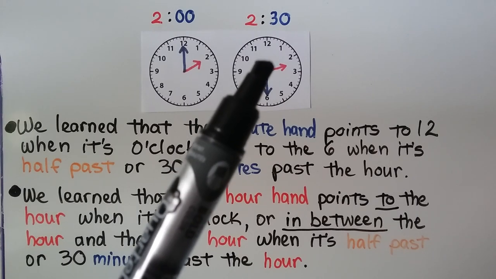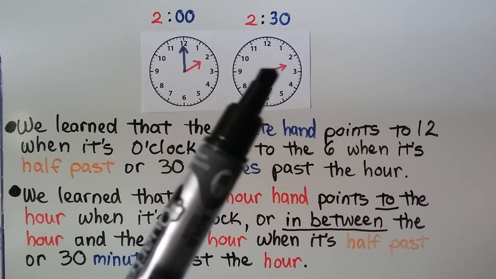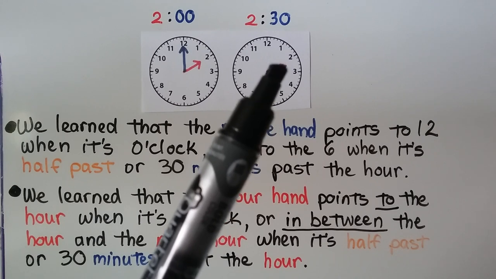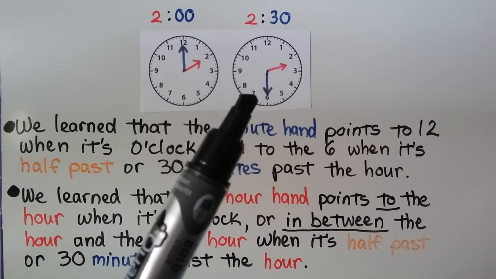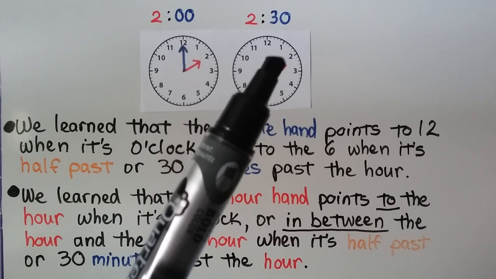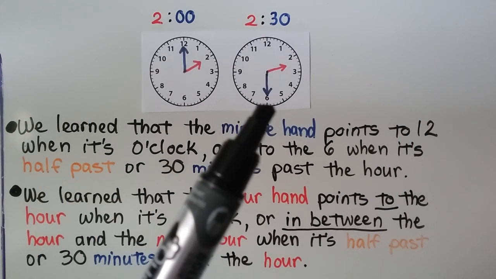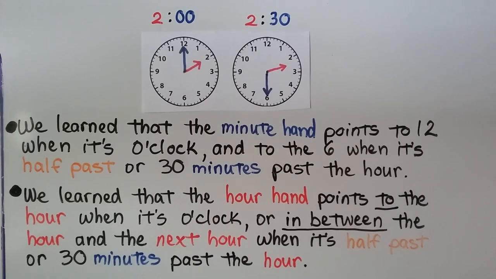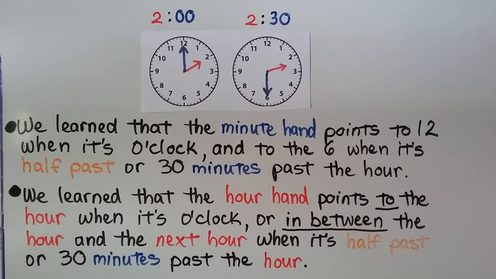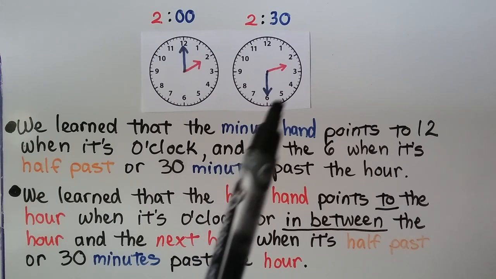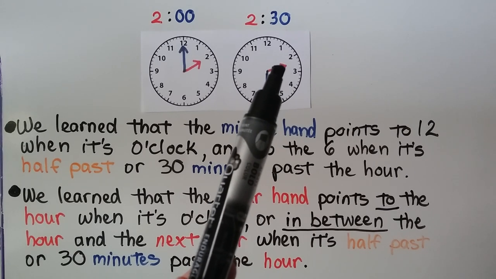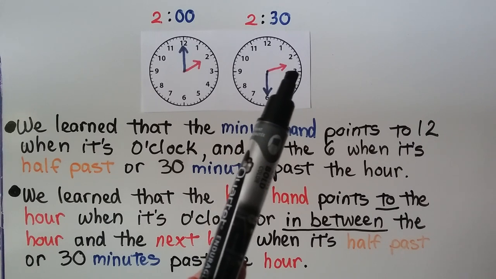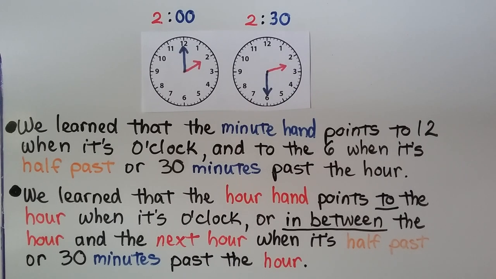Here, the hour hand is in between the 2 and the 3. So it's not 3 o'clock yet. It's still in the 2s. And because the minute hand is pointing to the 6, it's 5, 10, 15, 20, 25, 30 minutes past 2. It's 2:30. We learned that the hour hand points to the hour when it's o'clock, or in between the hour and the next hour when it's half past, or 30 minutes past the hour. So just remember, when it's in between two numbers, it's still the previous number. It hasn't gotten to that one yet, so it's not 3 o'clock yet. It's still in the 2s.